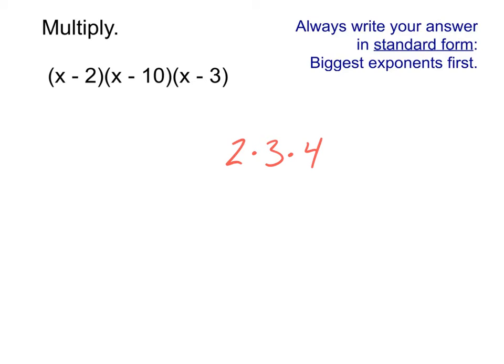The same thing is going to be true here. And so in order to be able to do this problem, I'm just going to pick 2 of them, and I'm going to multiply those 2 together. And then once I've done that, then I can worry about the third number, or in this case, the third binomial. So please go ahead and multiply the x minus 2 by the x minus 10.